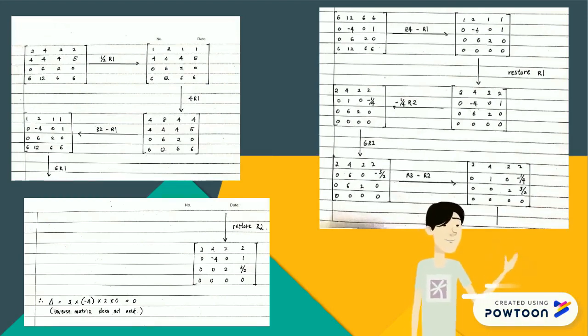So we want the 0 here. Next, multiply the first row by 6 again, so it will become 6, 12, 6, 6 in the first row. Subtract the first row from the fourth row and then restore the first row to its original again, that is 1, 2, 1, 1, so we will get 0, 0, 0, 0 in the fourth row.